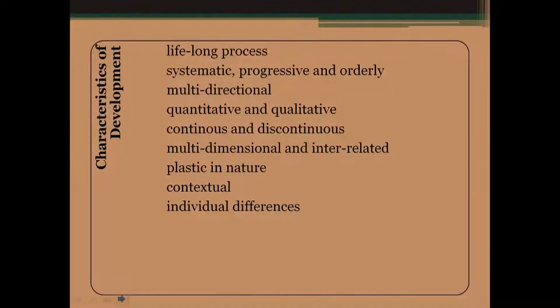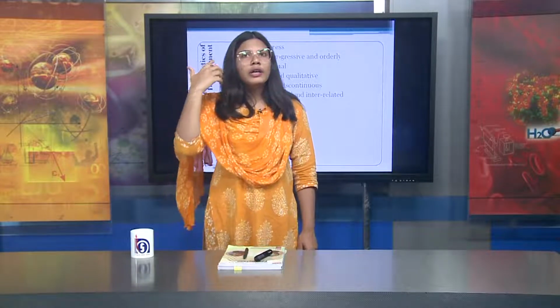It is quantitative and qualitative in nature, continuous and discontinuous, multidimensional and interrelated, plastic in nature. Plastic in nature means basically, plasticity is when a certain function is not being done by the brain. So for example, let's take a little big example here. If somebody got injured in an accident and let's say a nerve of the brain got damaged in that accident, and now the person is not able to write properly. As time passes, this person's brain will try to adapt and the function of that particular nerve which was damaged will be given to some other part of the brain. So now this other part of the brain will help the person write better.